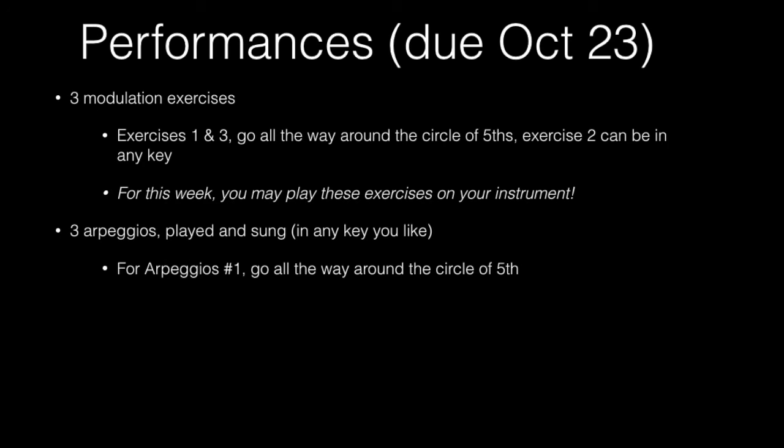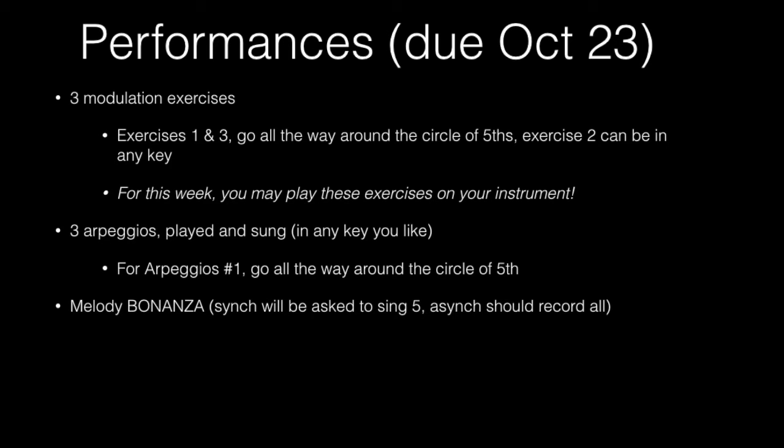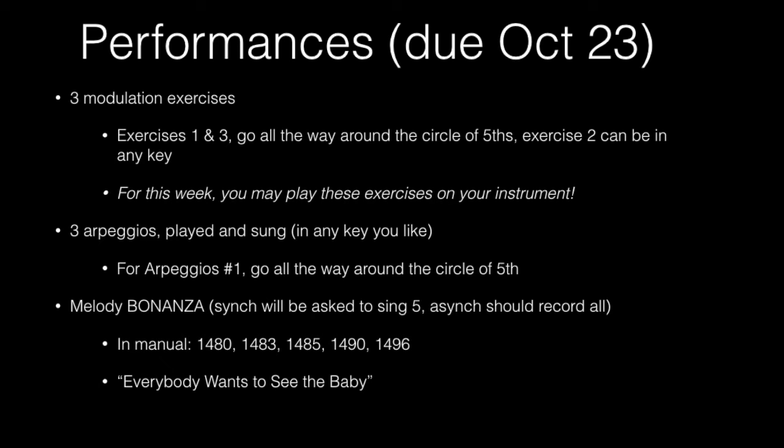For arpeggios, number 1, go all the way around the circle of fifths in this melody bonanza. Melody bonanza! For synchronous, you're going to be asked to sing 5, and asynchronous, you should record those all. In the manual, it's going to be 1480, 1483, 1485, 1490, and 1496. The tune to Everybody Wants to See the Baby, My Favorite Things, and then the Florida Temperance Anthem. Like I said in the video, you can do the melody, but you can also do any of the parts that you like.